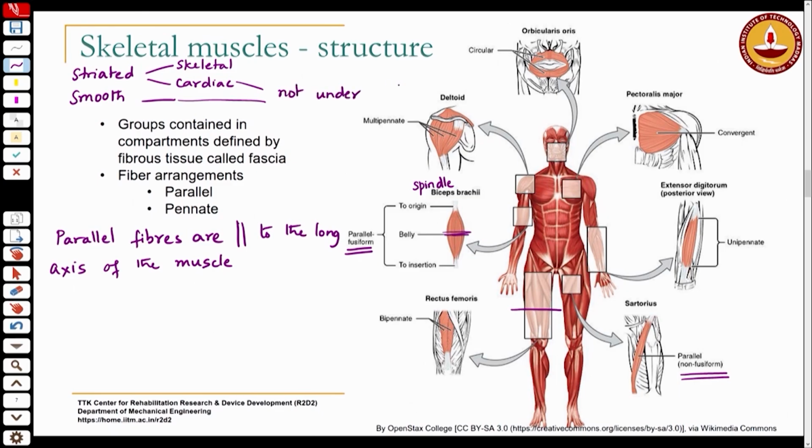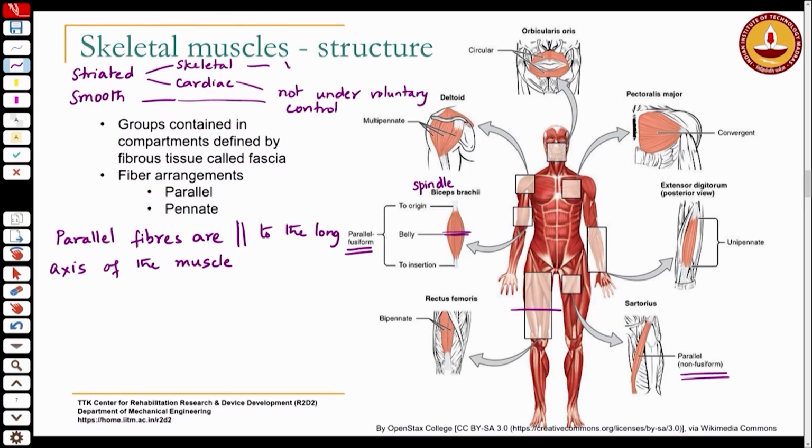They are under the control of the autonomic nervous system. You do not decide when your heart beats. The nervous system has complete control over these cardiac muscles and the smooth muscles in the body. On the other hand, the skeletal muscles are under voluntary control of the human.